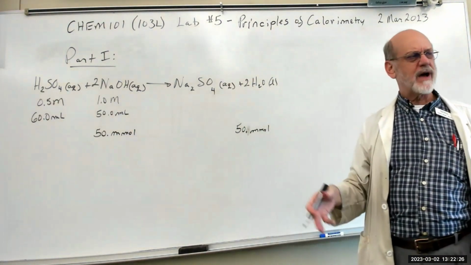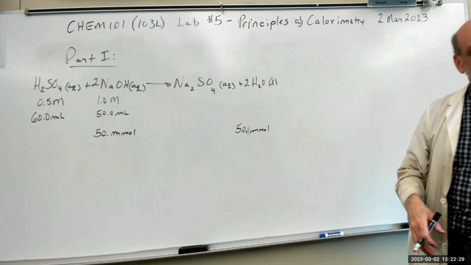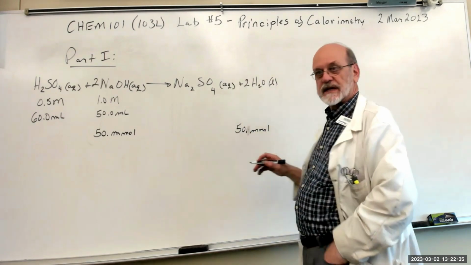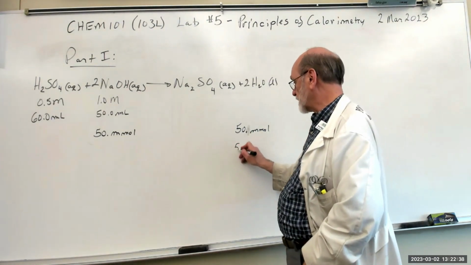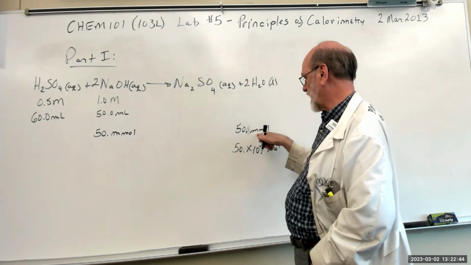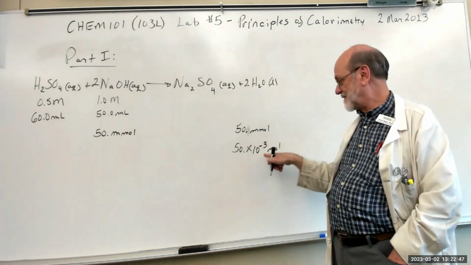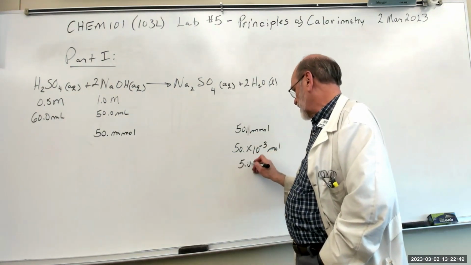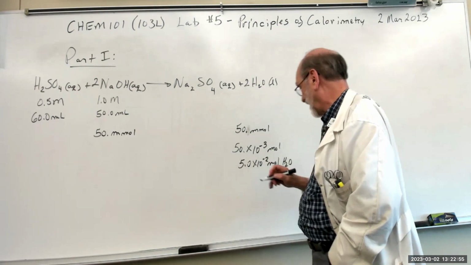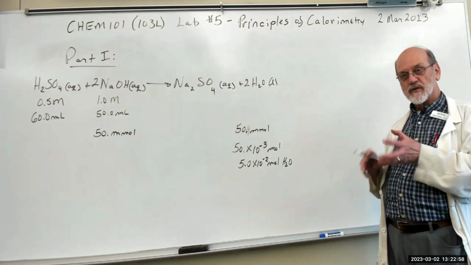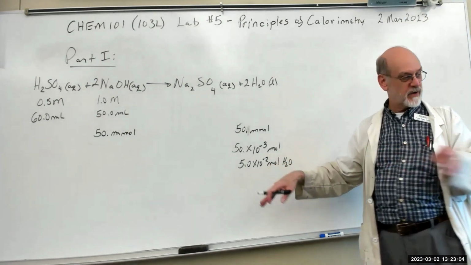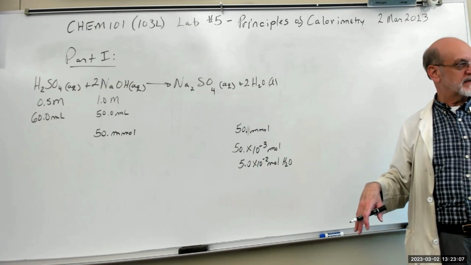Okay. Now, when you do your calculations, you need to use moles. But now that we know how many millimoles it is, what does milli mean? Milli means 10 to the minus 3, doesn't it? Okay, so 50 times 10 to the minus 3 moles. I just converted that milli into a number. And that would be 5.0 times 10 to the minus 2 moles of water. Okay. So whatever heat of the reaction you come up with, you'll divide it by this and compare it to that value that I showed you at the end in that table.